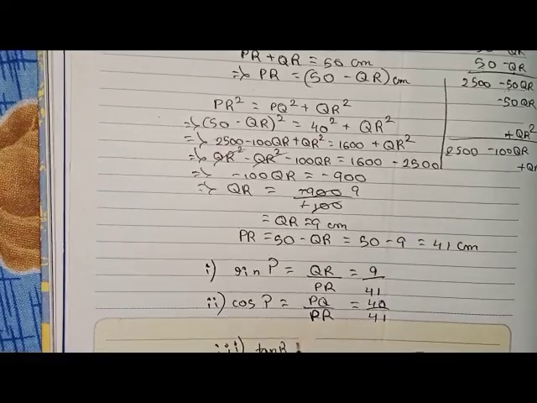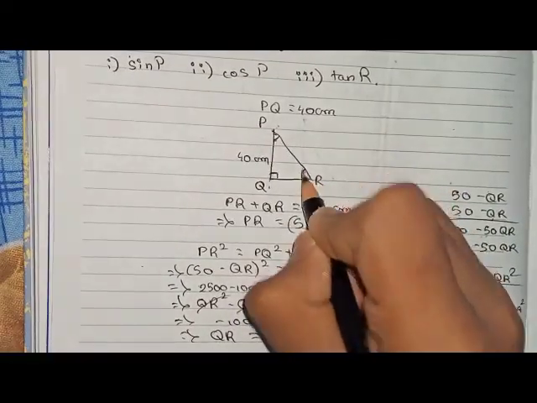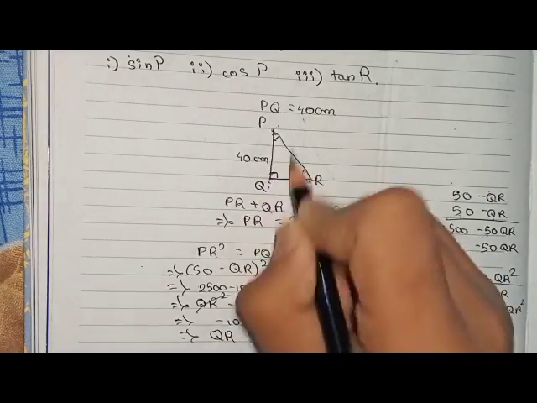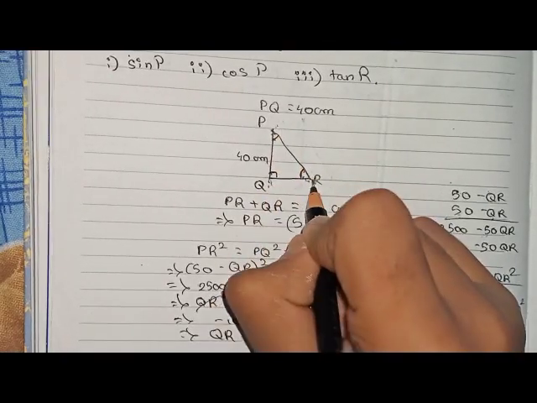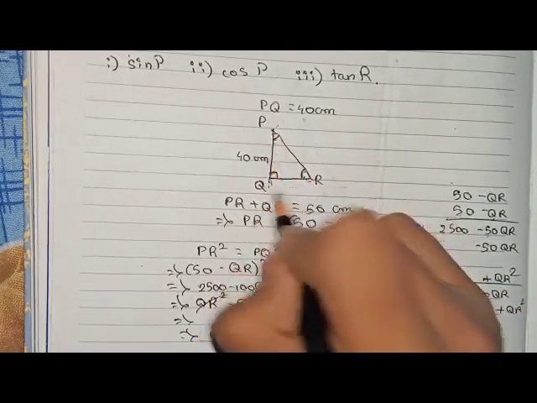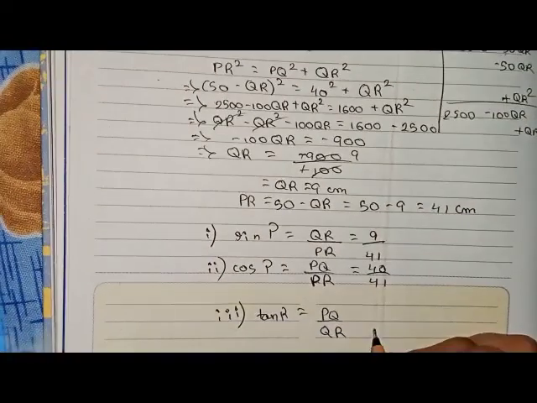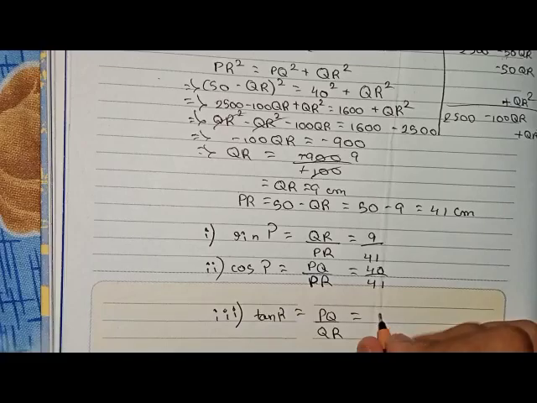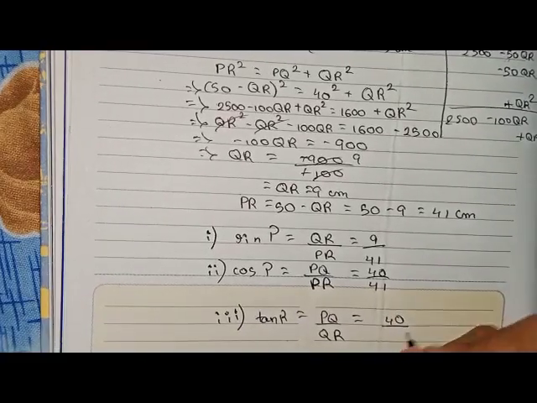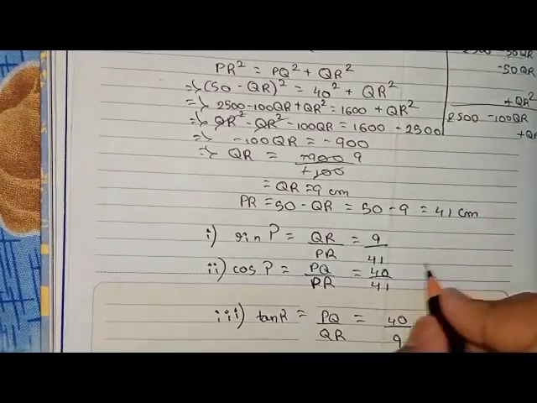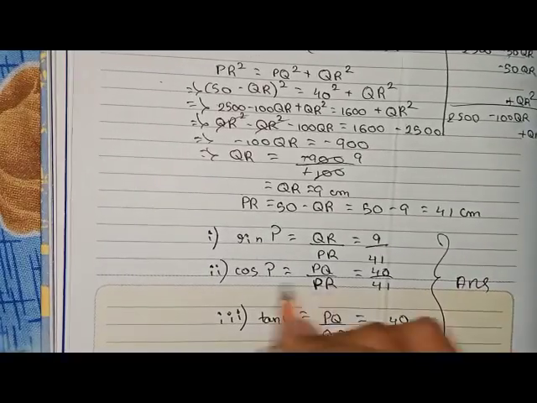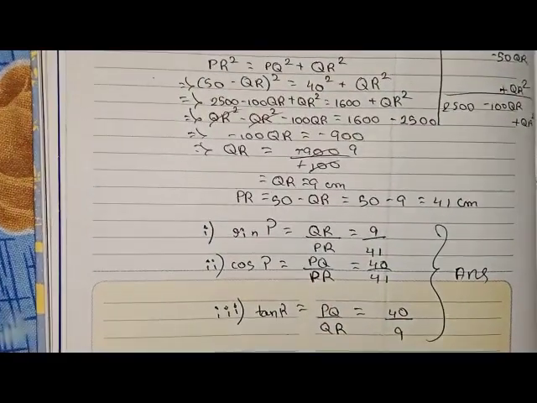tan R. So here is R. So this will be height and this will be base. PQ will be the height and QR will be the base. So PQ by QR. So PQ is equal to 40 and QR is equal to 9. So this is the answer for this question. So let's move to the next question.